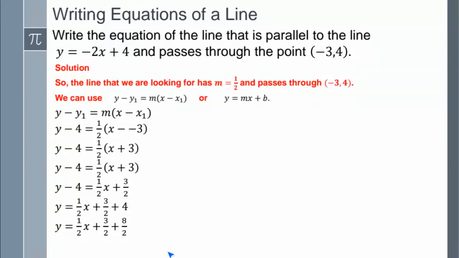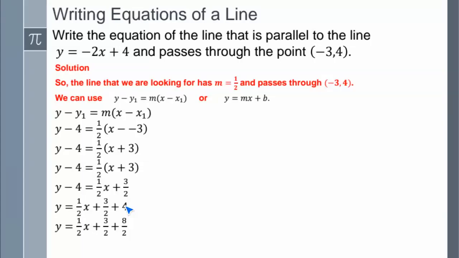In order to add the two fractions, remember you have to have a common denominator. This one has a 2. In order to make the 4 have a denominator of 2, we multiply 4 times 2, which is 8, and we leave our 2 as the denominator. Now that they have the same denominator, we can add the numerators. So 8 plus 3 is 11 halves. Our equation is going to be 1/2 x plus 11 halves.